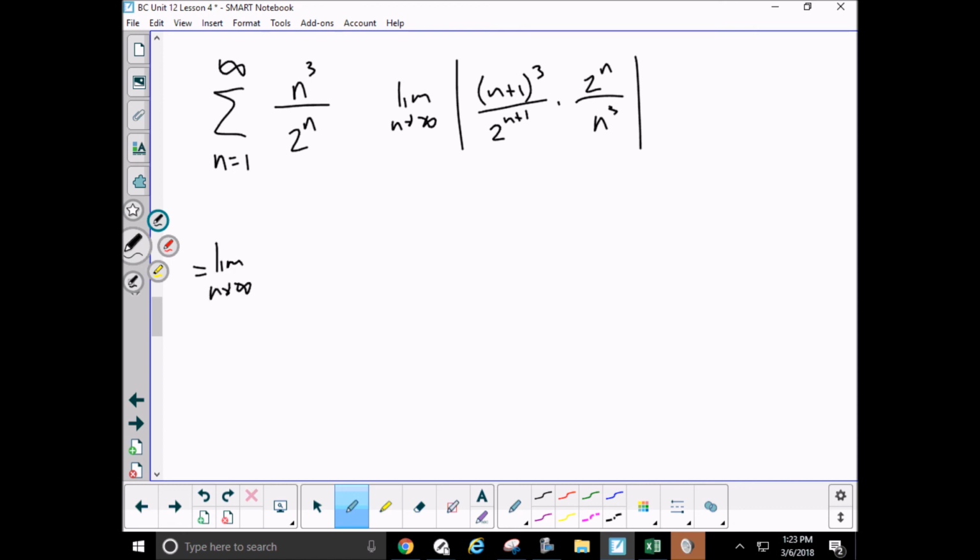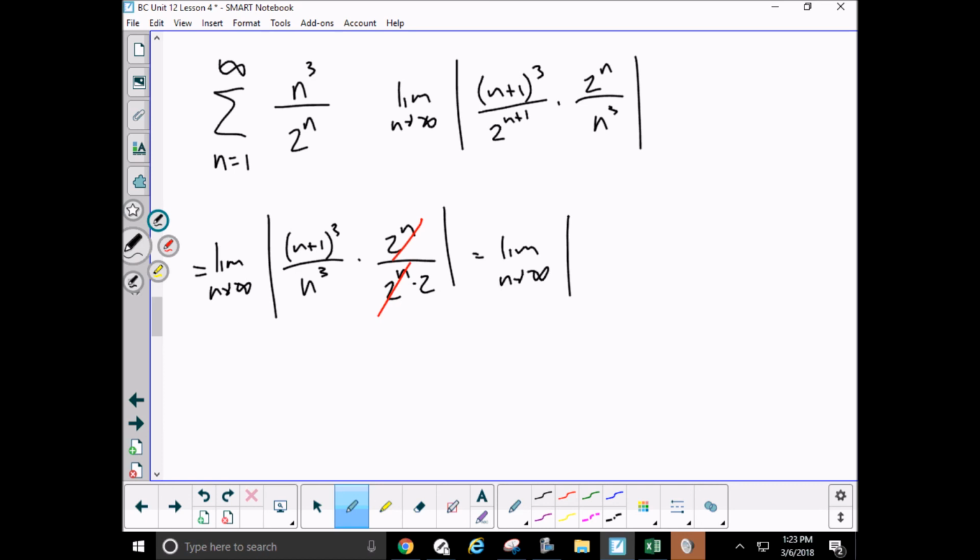We can go through and do 2 steps at once. I can have the n plus 1 being cubed over the n cubed. And then I can have the 2 to the n over. I can rewrite 2 to the n plus 1 as 2 to the n times 2. The 2 to the n's cancel, giving me the limit as n approaches infinity of n plus 1 cubed over n cubed times a half.